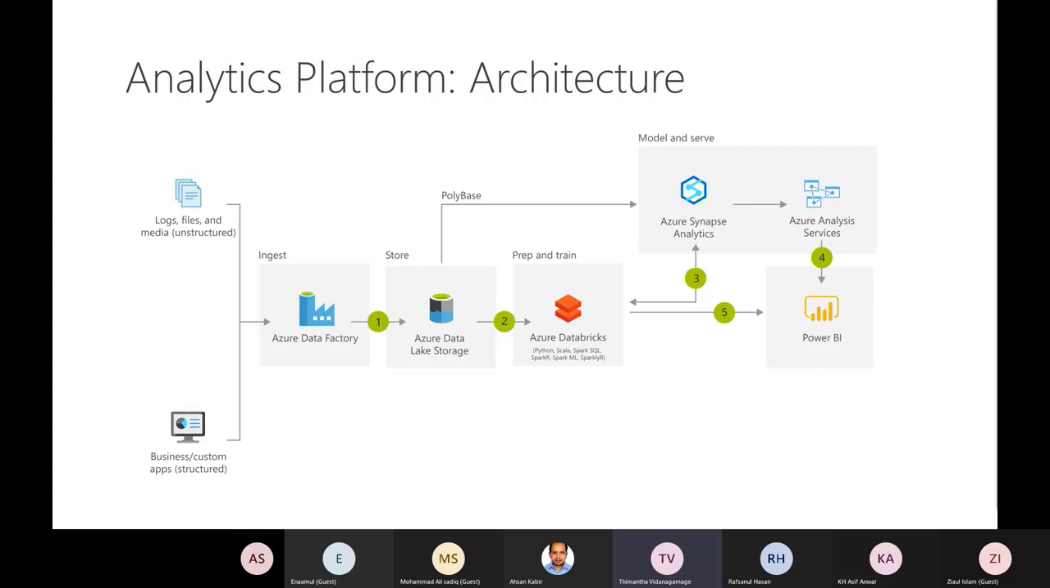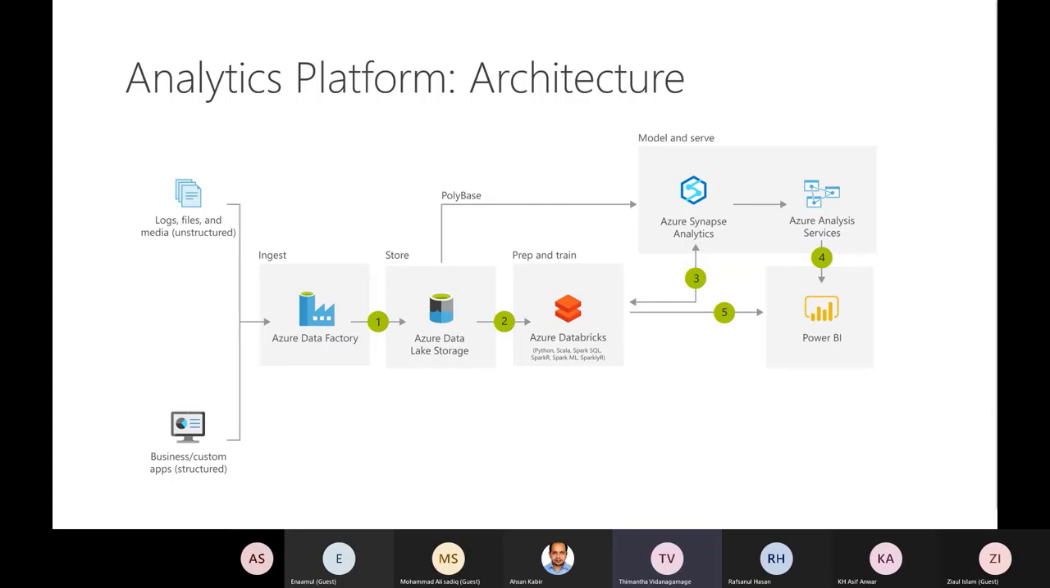So if I explain this architecture from the beginning, firstly we have different types of data sources, and data is ingested from these data sources into an Azure Data Lake Storage. After that, Azure Databricks is used to transform, cleanse, and basically prepare the data, and the transformed data is consumed by Azure Synapse Analytics, which was previously Azure SQL Data Warehouse.